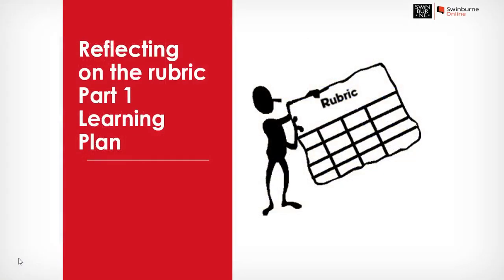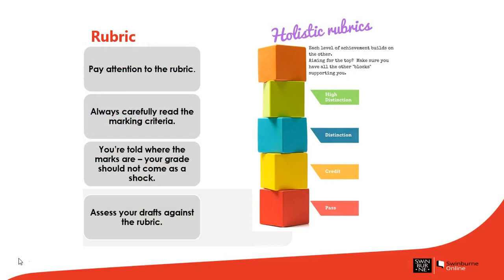So let's explore the type of rubric that we're going to be using for the learning plan to start with. The learning plan is a holistic rubric. By that I mean it's a building block kind of rubric. You can see the image there where you've got the red block for the pass, then you build up to your credit, then you go to your distinction, and then you go to your high distinction.